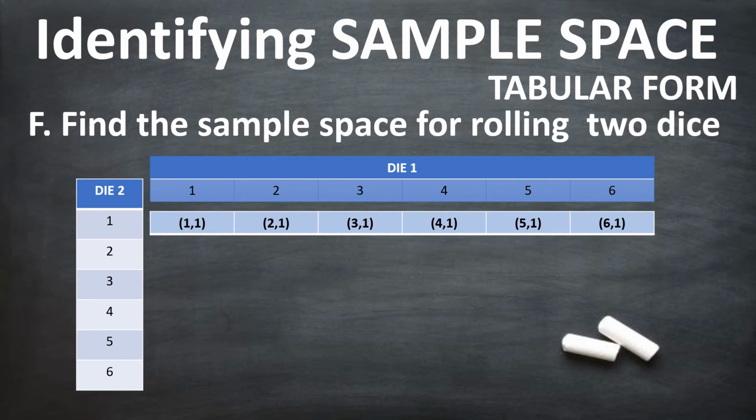So, the first possible outcome is 1 and 1, wherein yung first na 1 natin is the first possible outcome for the first die, and the second one is the first possible outcome for the second die. Tapos, the second possible outcome naman is the combination of 2 and 1, wherein 2 is the second possible outcome for the first die, and then yung 1 natin is the first possible outcome for the second die.